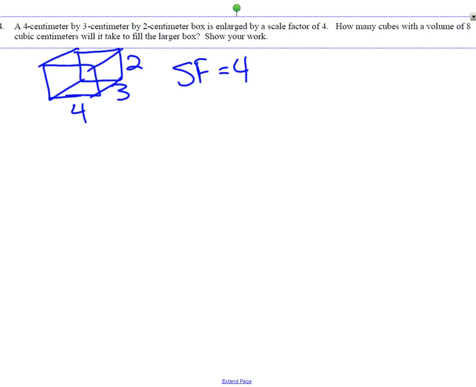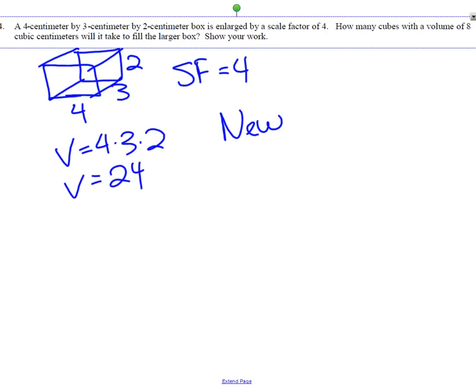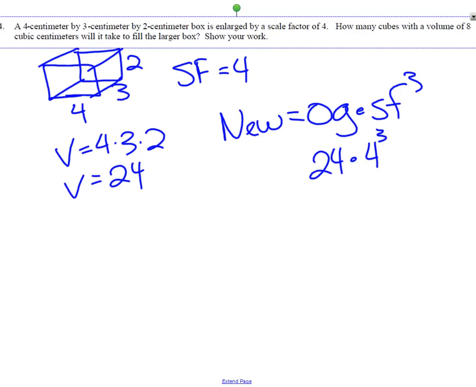Could we find the volume of this original box? This is 4 times 3 times 2, which is 24. So that's our original. We keep going back to our formula every time, and I know we're writing all this down. The original times the scale factor, so we're going to have 24 times 4 cubed. What did we say 4 cubed was?